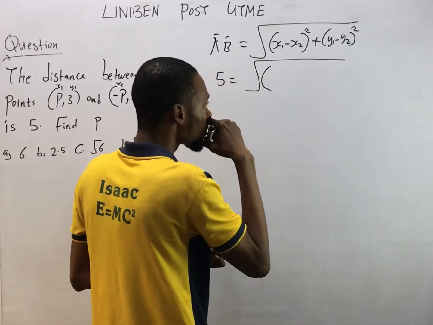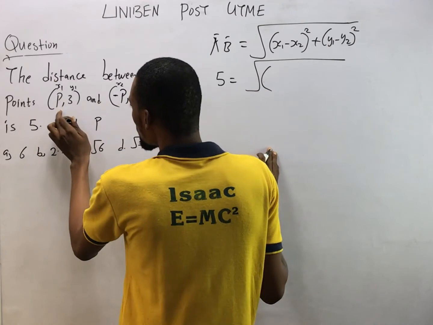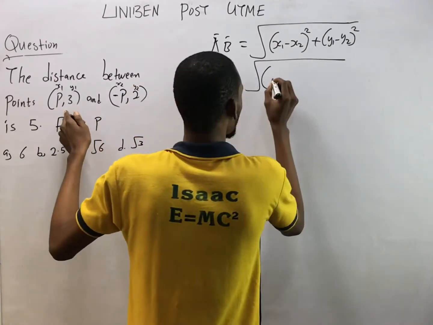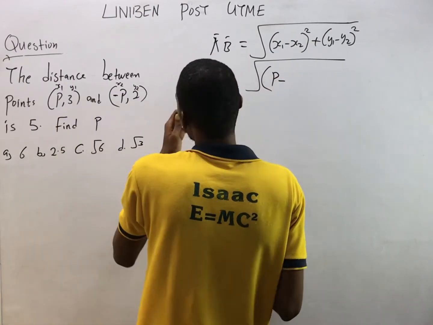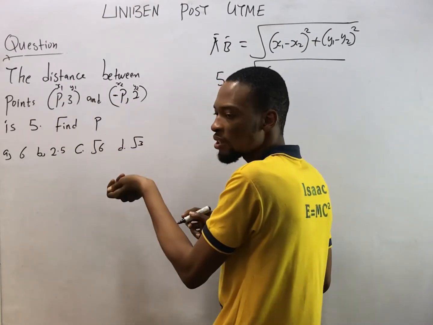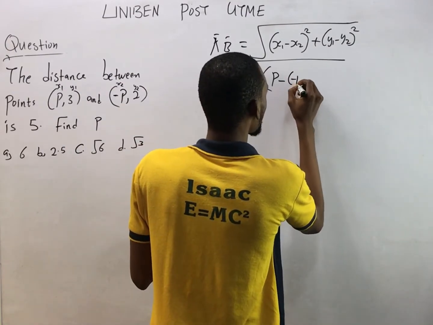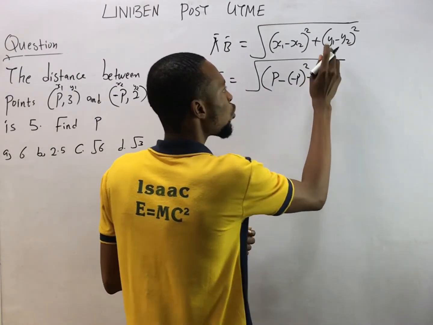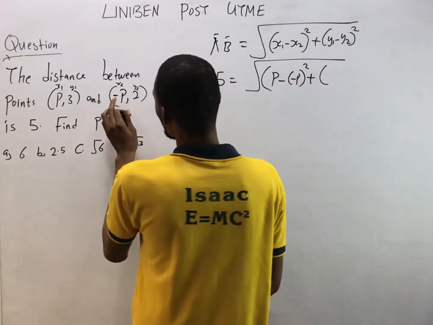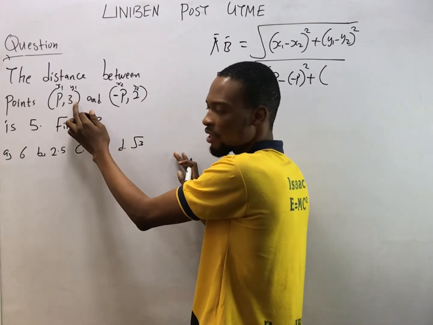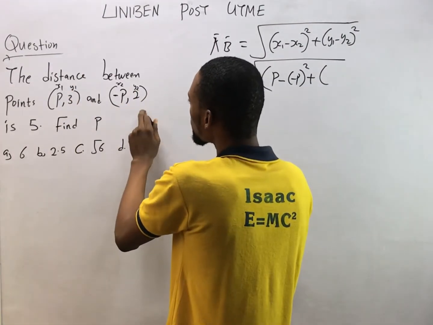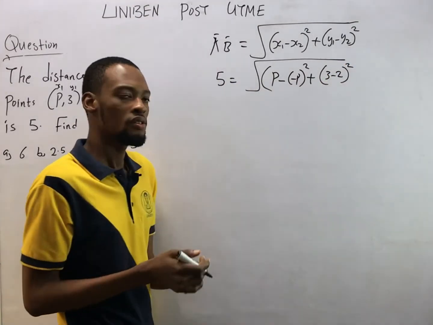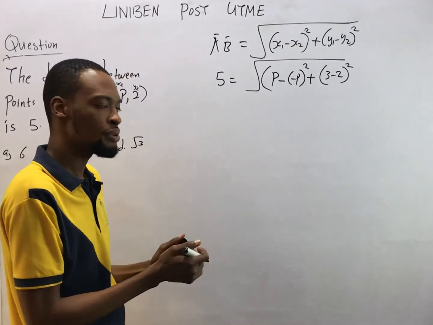Then, let's substitute. S1 equals P. So the value of S1 is now P. So we have P minus S2. S2 is minus P. And minus, so this is minus P. Then you square it. Plus Y1 minus Y2. Like I've already labeled, this is your Y1 and this is your Y2. So Y1 minus Y2 is 3 minus 2 squared. So we've substituted. Let's break it down.